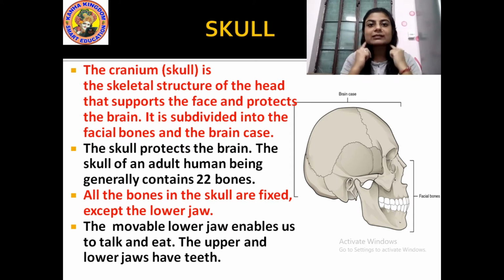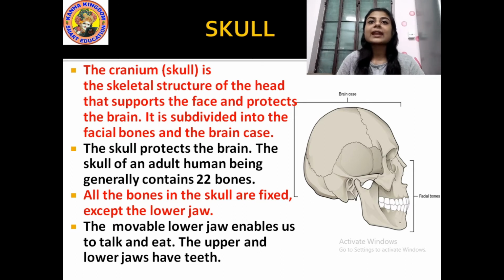The facial bone starts from here. This is the facial bone. It gives shape to the face. Then the skull protects the brain. As I told you, our brain is protected by the skull.